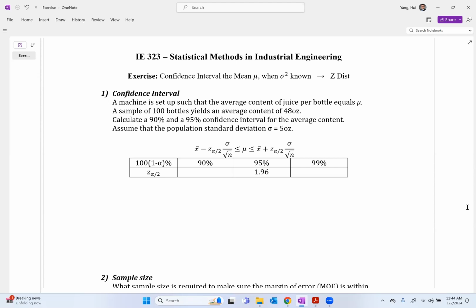Let's look at this exercise together. This exercise is designed to derive the confidence interval on the population mean, mu, when the population variance, sigma square, is known. In this case, we're going to use the Z distribution.